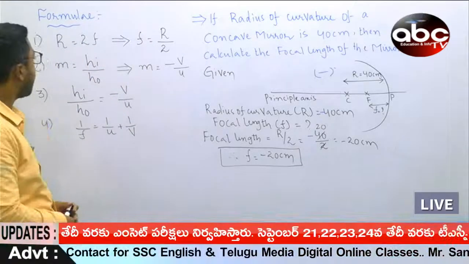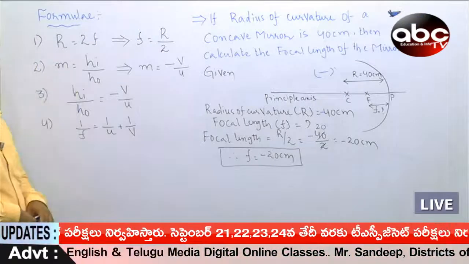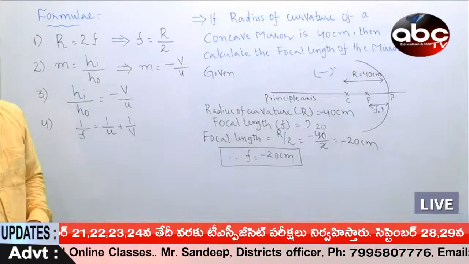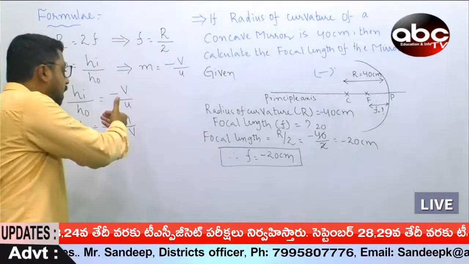So this is nothing but the second formula. Okay, let us now move to the third one. This is M is equal to HI by HO, that is height of image by height of object.